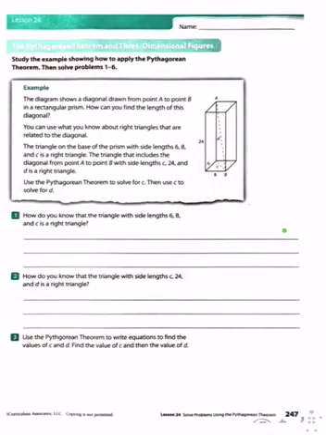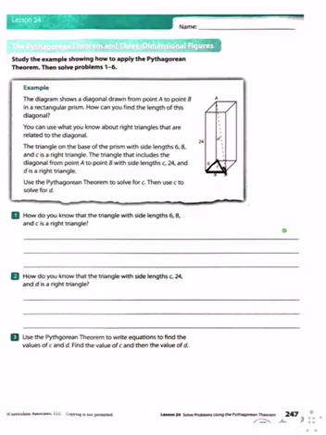Number 1. How do you know that the triangle with side lengths 6, 8, and C is a right triangle? So that's looking at this triangle here. How do we know that that is a right triangle? We know that it's a right triangle because the base of the prism is a rectangle, and all rectangles have 90-degree angles.